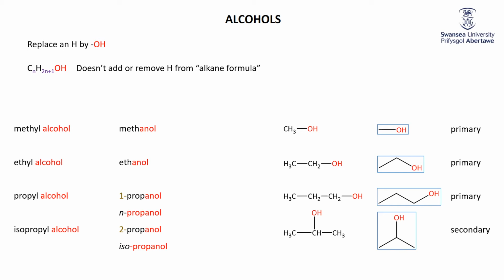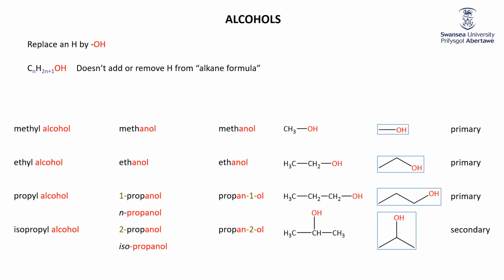Now that was how it was when I was learning how to number these things, and then it got changed up a little bit so that instead of putting the number before the whole thing, it actually got put right before the ol. So that new numbering wasn't methanol, ethanol couldn't change, but then it was propan-1-ol and propan-2-ol.